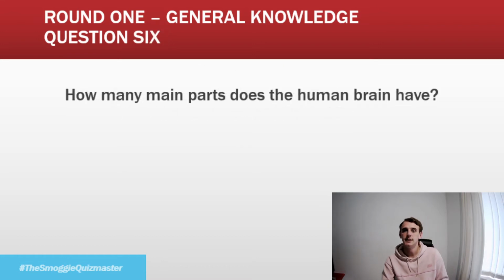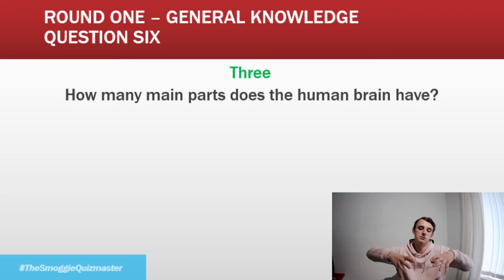Question 6. How many main parts does the human brain have? That is 3. It's got the two sides and then the one at the front, I believe.